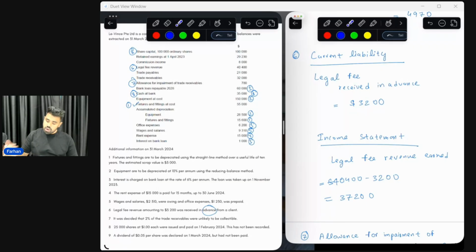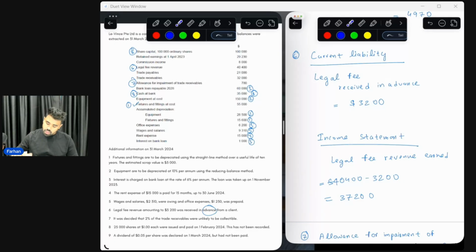So legal fee revenue earned will therefore be the difference between $40,400 and $3,200, which is the amount that we're excluding for payment received in advance. And that means the actual revenue which we have earned for the year ending 31 March 2024 and to be included in your income statement or statement of financial performance is $37,200. Okay. This is as per the revenue recognition theory, which says that revenue is not necessarily recorded when we receive cash. Just because you are receiving cash doesn't mean you can record it as your revenue. You have to make sure that you have delivered on your obligation or fulfilled your services.